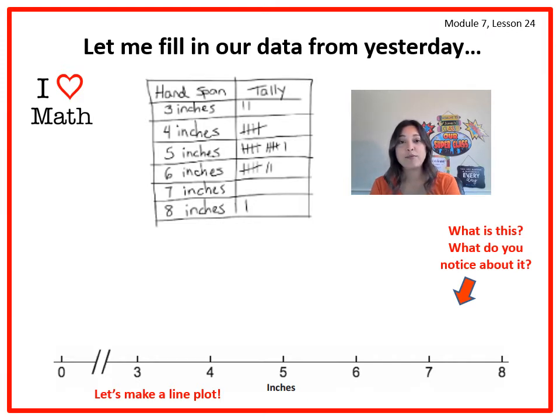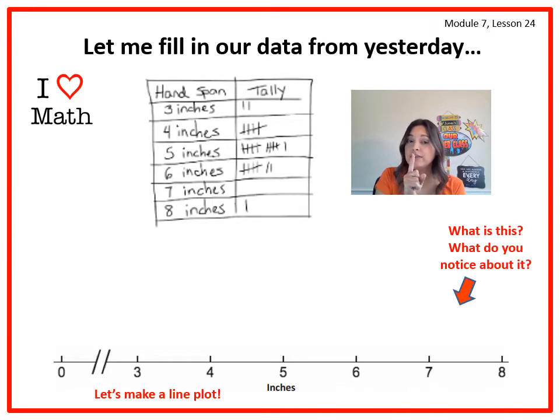It starts, what's the next number after 0? 3. You see that? Then it goes to 4, 5, 6, right? Well, our data, if you look at our data, it doesn't start at 1. Nobody's handspan was 1 inch. Nobody's handspan was 2 inches. My data started on the number 3. And because it starts on the number 3, that's why I put 3 as a starting point right here.